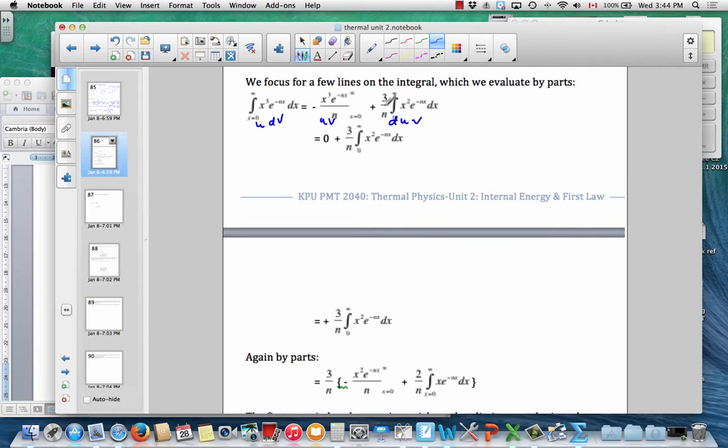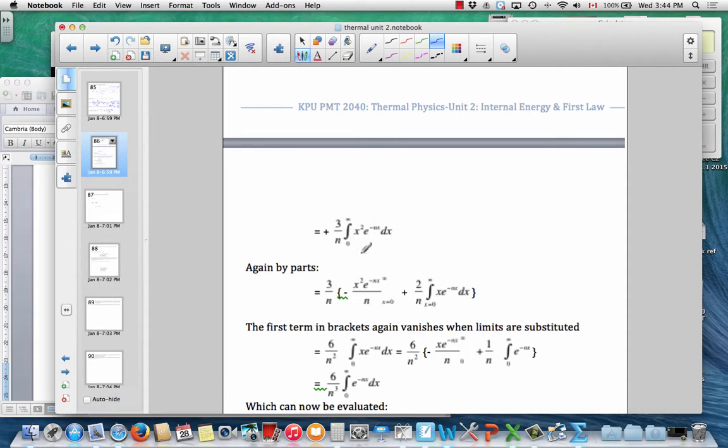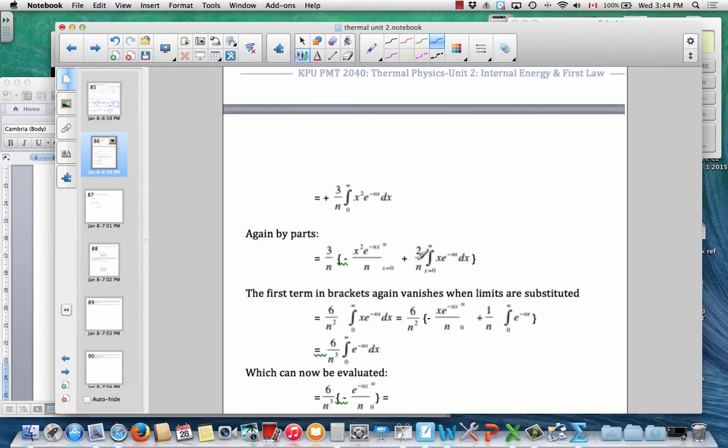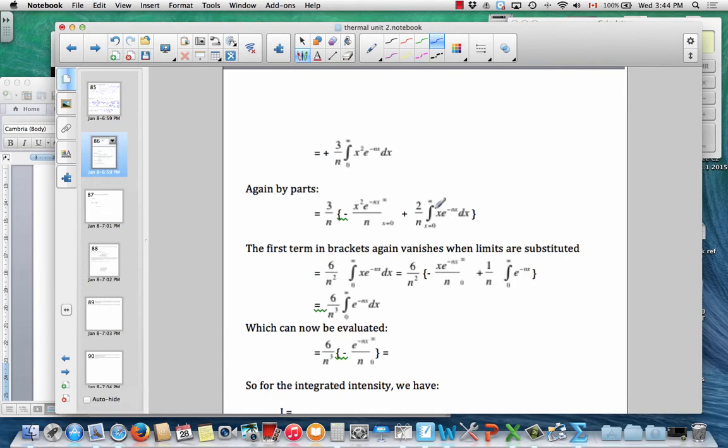Now we're integrating x squared, but we have this constant term out in front. This again we do by parts, and that takes us from an x squared integral down to an x integral. And we get this term of 2 over n in front. And that's just from, if this was dv, then when we integrate that to get v, we pick up these terms like that. So again, by parts gives us this expression. This disappears, so now you've got 6 over n squared times the integral of x e to the minus nx. Again, we do that by parts, and now we're up to 6 over n cubed.